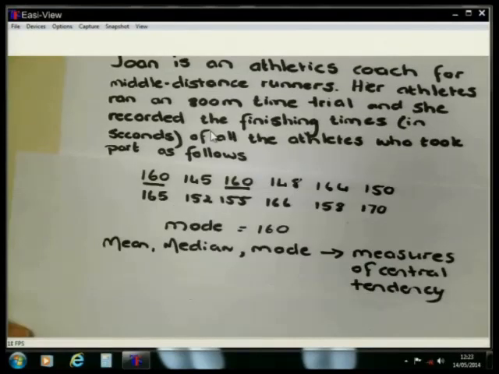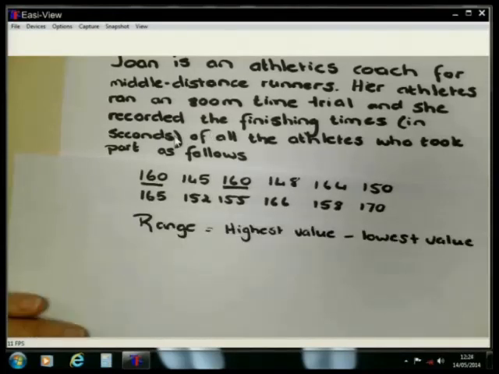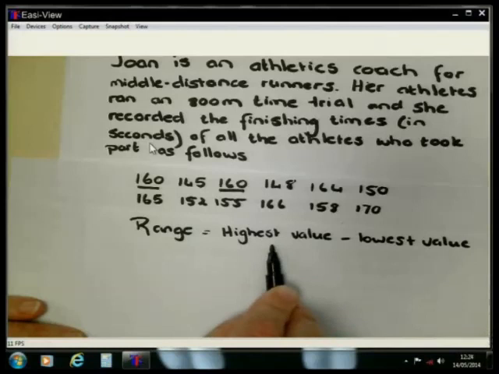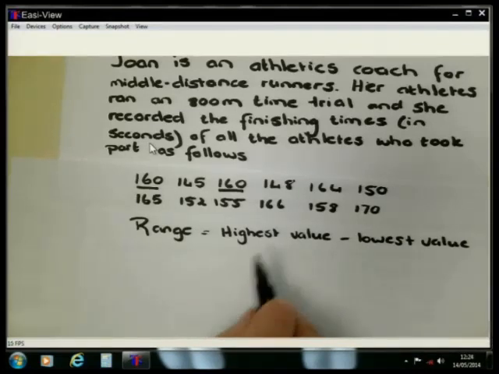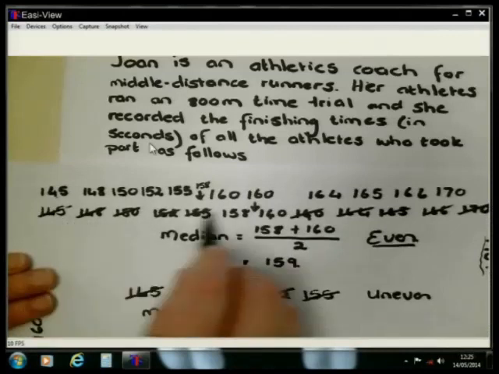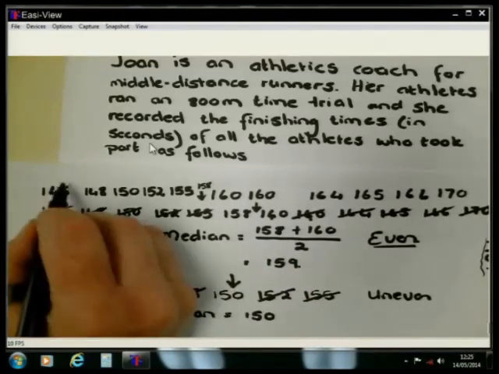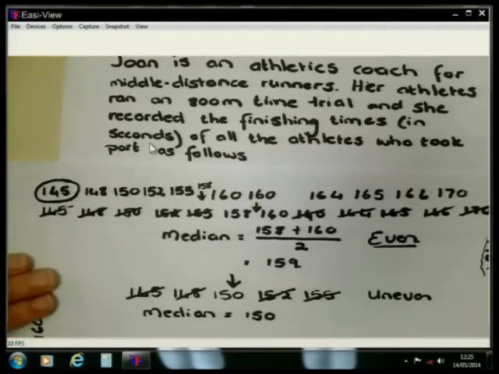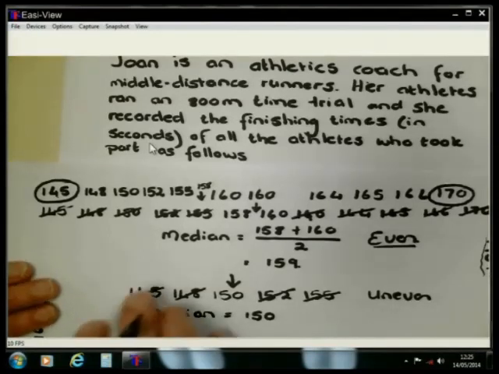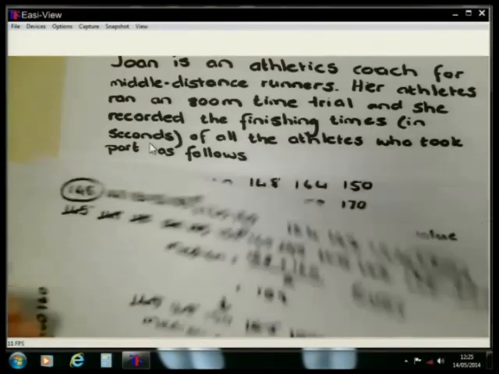The next thing that we're going to look at when we are dealing with a set of data is called the range. When we determine the range, we are going to subtract the lowest value in a data set from the highest value in the data set. Now, again, when we were determining the median, we first ordered the numbers from the smallest to the highest. And then we saw that the smallest number is 145 and the biggest number is 170. Now, if you have arranged it, then you work with those arranged values.